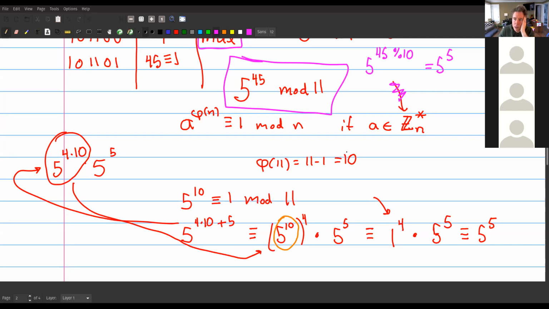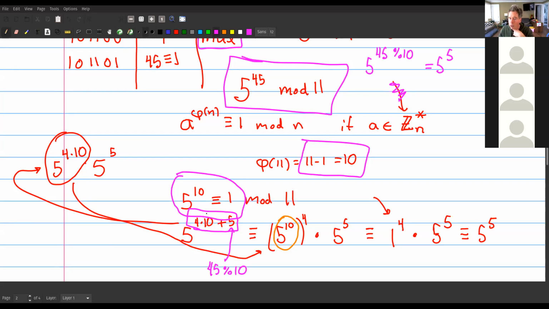And here's the justification for that. Euler's theorem says that this number 11 minus 1, which is 10, the order of the element divides that, which means that when you raise the element to that power, you get 1. And so if you expand what the exponent is in terms of that, you get some remainder. This remainder here is just 45 mod 10.